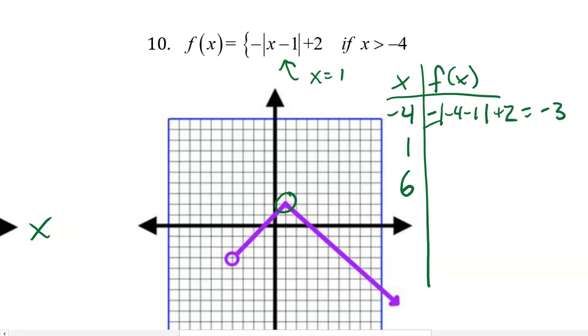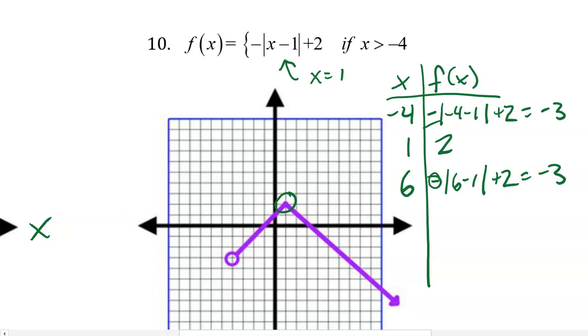When x equals 1, we put in 1 in our absolute value. 1 minus 1 is 0. Absolute value of 0 is 0. Multiplied by negative 1, still 0. We add 2. That's the point (1, 2). And at 6, we have negative absolute value of 6 minus 1, plus 2. 6 minus 1 is 5. Absolute value of 5 is 5. Multiplied by negative 1 is negative 5, plus 2 is negative 3. And here we have our symmetry.